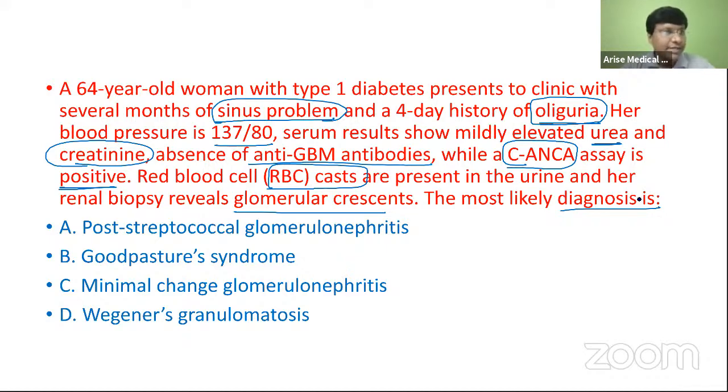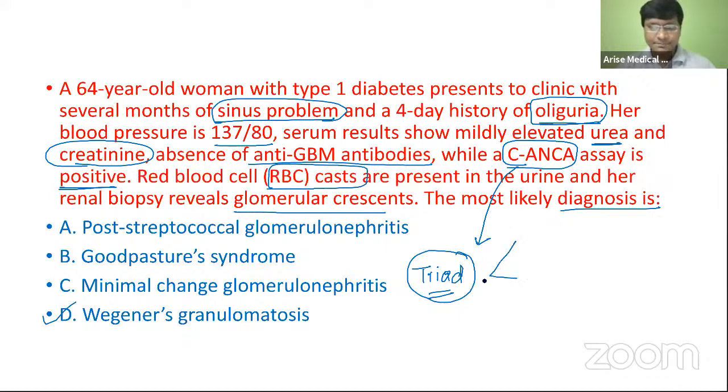Very good. So we already have the answer by Sai Tarani. Excellent, Sai Tarani. So the point is, if C-ANCA is positive, you need not think of any other clinical diagnosis except Wegener's granulomatosis. But what will be the clinical manifestations in Wegener's granulomatosis? It is characterized by a triad. Now, what will you have within the triad?